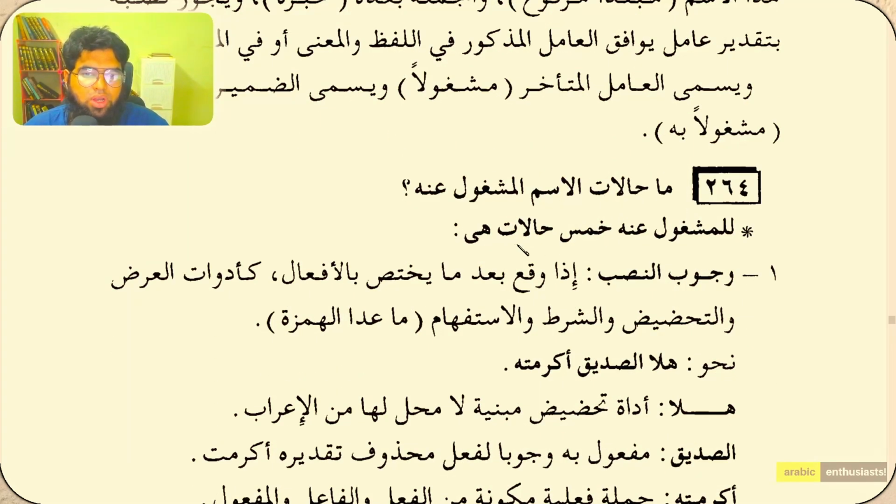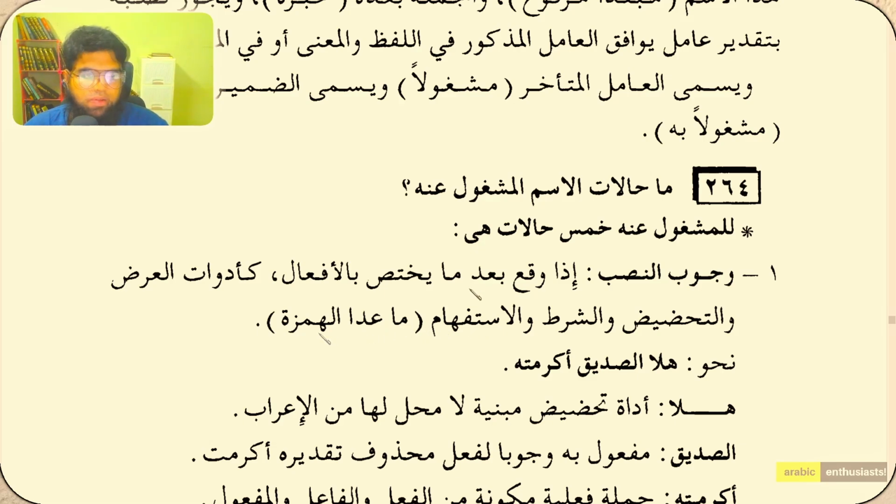للمشغول عنه 5 حالات. There are 5 situations. وجوب النصب. One, it should be منصوب. It's واجب. إذا وقع بعد ما يختص بالأفعال. If it occurs after what is specific to verbs, كأدوات العرض والتحديد والشرط والاستفهام.